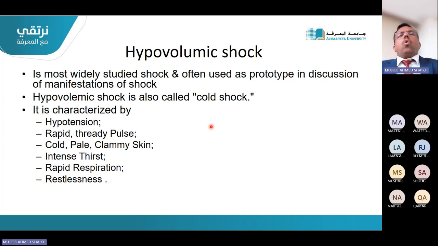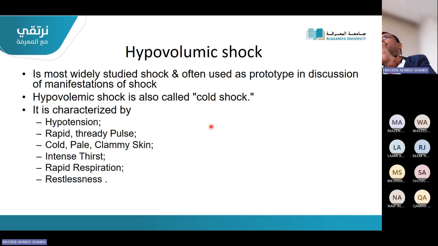The skin is cold, pale, and clammy. Why is the skin cold, pale, and clammy? First of all, loss of fluid. Then vasoconstriction is there, and vasoconstriction will shift the blood to the central part of the body, to the important organs like the brain and the kidney. One of the signs of shock is less blood going to the kidney, and the kidney will produce very little amount of urine.